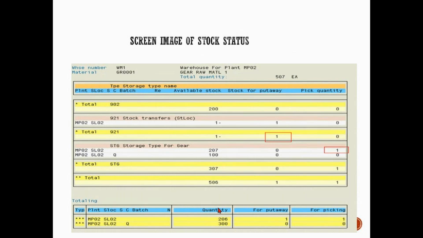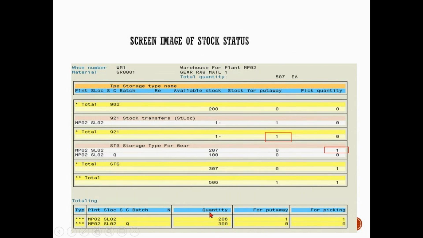Available stock is the stock which is available in this particular area. So what this shows in STG storage type, for example, in this plant storage location, this is the storage type, and we have 207 quantity of this material available in this particular storage type, and 100 quantity of this material under quality inspection, again under the same storage type. Similarly, they are saying in 902 available stock is 200. In 921, that's stock transfer within storage locations, there is a stock of -1. Okay. So, and in total, we have this much of stock.